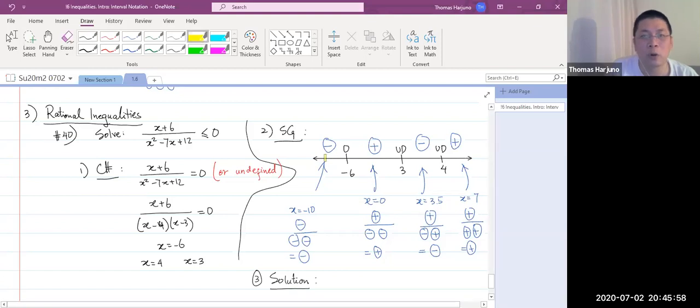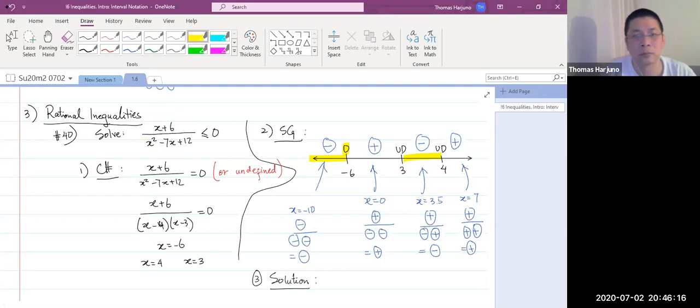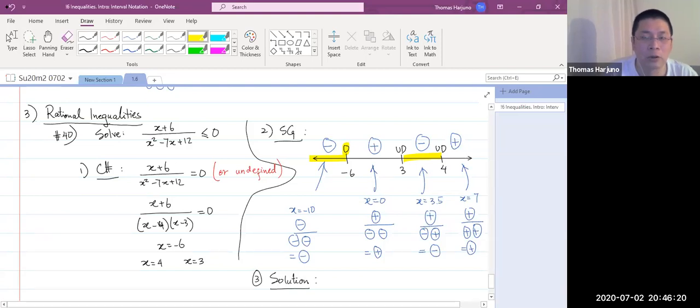Negative or 0 will be the negative part here, including this, and the negative part here, but we'll never include undefined. In any case, we never include undefined. Basically, when you plug in 3 into this expression here, it will be undefined. When you plug in 4 there, it will be undefined. So under no situation do 3 and 4 become solutions.